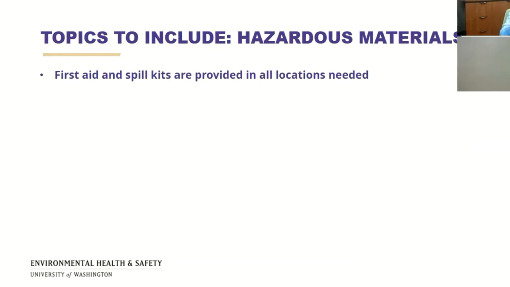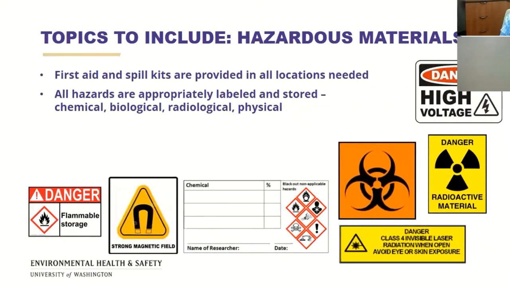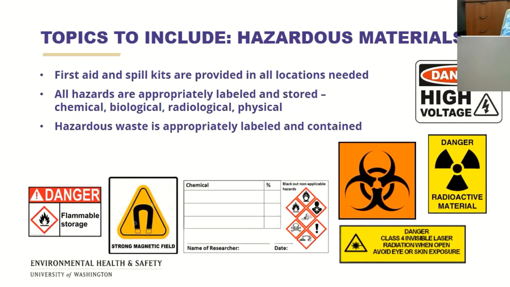Check to make sure that all your hazards are appropriately labeled and stored. Ensure that storage units are also clearly labeled. This includes chemical, biological, radiological, and physical hazards. You also want to make sure that your hazardous waste is appropriately labeled and contained. And check to see if the appropriate hazards are included on all your caution signs.